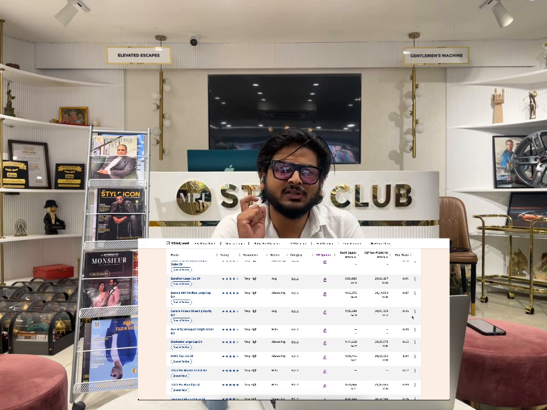So the expense ratio is also very important because this is like a college fee. You're paying for a college, so you have to also look at the expense ratio.